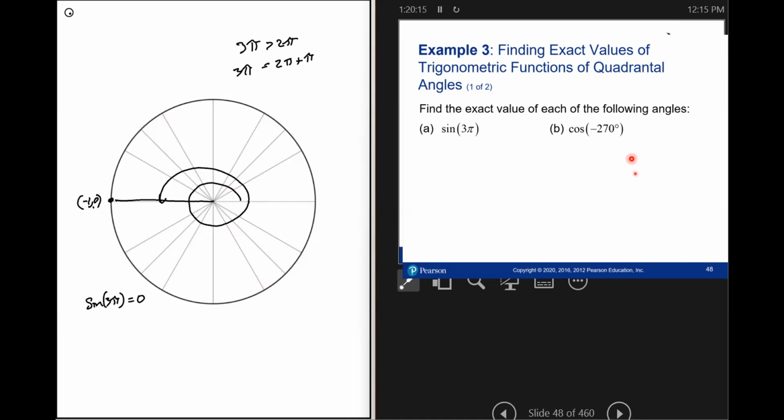Now, here we have -270. So instead of going in the positive direction, I'm going to go in the negative direction. And I wind up here. Again, it's another quadrantal angle. And I know the coordinates of this point are 0, 1. And I know cosine is the x value. So the cosine of -270 degrees is 0.